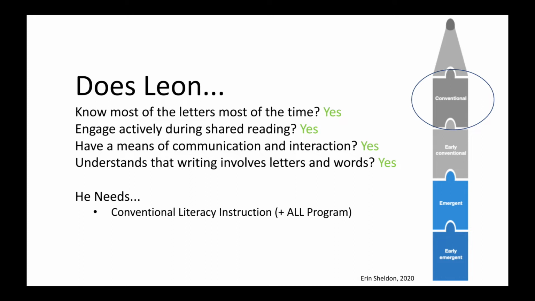And finally, does he understand that writing involves letters and words? Yes, he does. He certainly does. He writes the names of his monsters by putting a jumble of letters together. So what does Leon need? He needs conventional literacy instruction. We answered yes to all 4 of the questions, so he's at a conventional level now. And a program like the ALL program is totally appropriate for Leon.